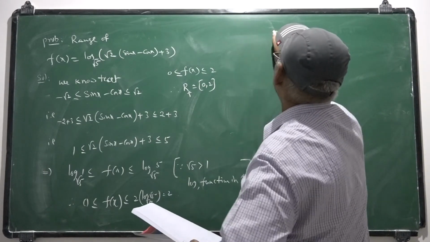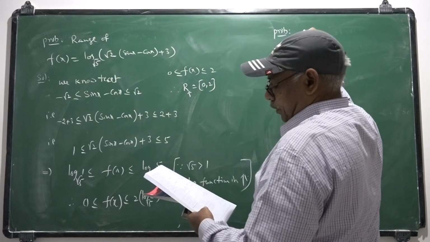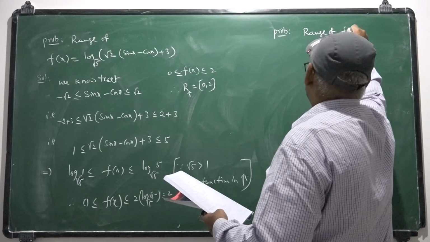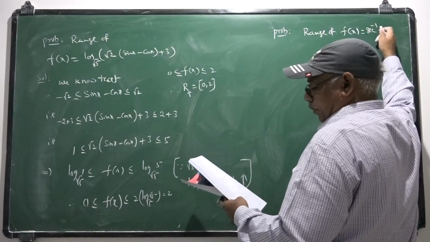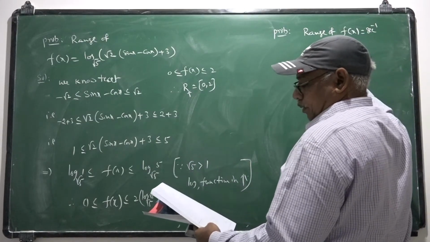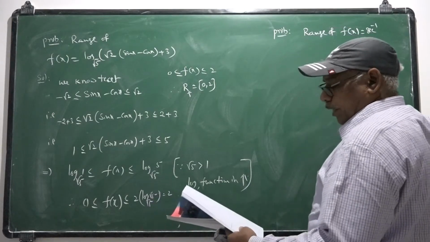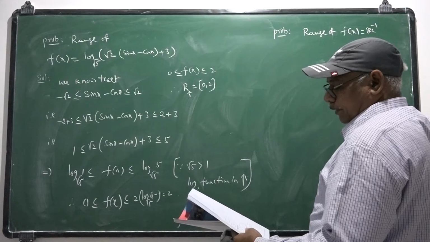Next one. Range of the function f(x) equal to secant inverse of 1 plus cos square x. 1 plus cos square x.